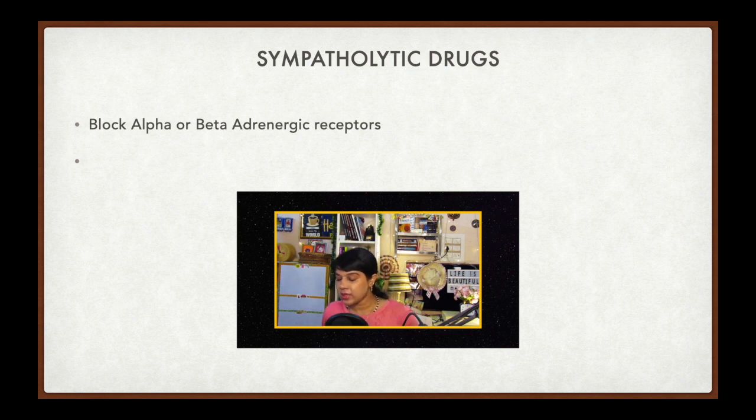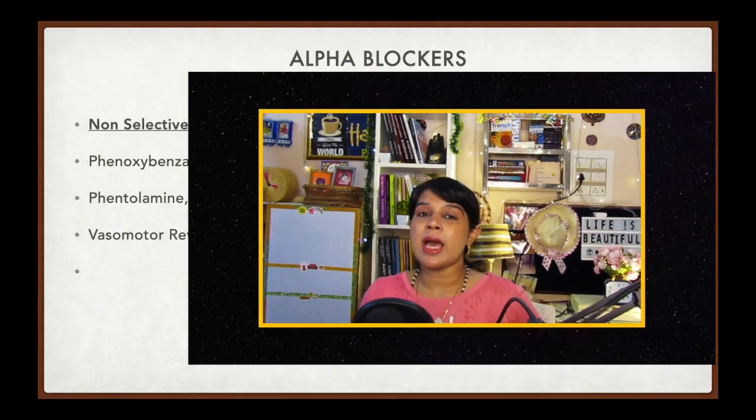So what are the sympatholytic drugs? These are drugs that can block alpha receptors, block beta receptors, or combinedly block the beta and the alpha receptors. First of all, we're going to talk about the alpha blockers.